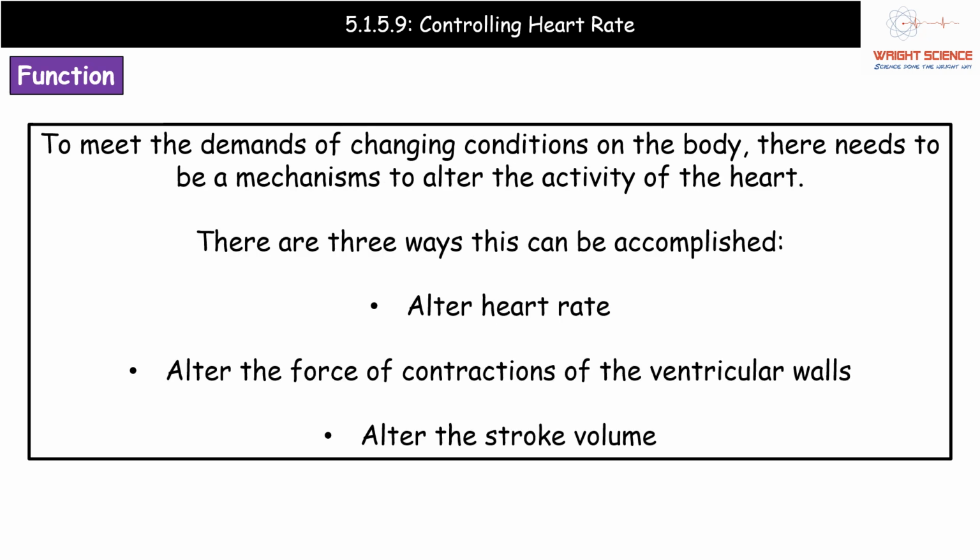Now, in order to meet the demands, which continuously change, we've got to have some kind of mechanism in place that allows us to change the activity of the heart. Basically there are three ways that we can change this activity. First, we can alter the heart rate itself. Secondly, we can alter the force of contraction of the ventricular walls. And thirdly, we can alter the stroke volume. And it's not just a case of one of those on their own, quite often it's various ones in conjunction with one another to bring about the change that we require.